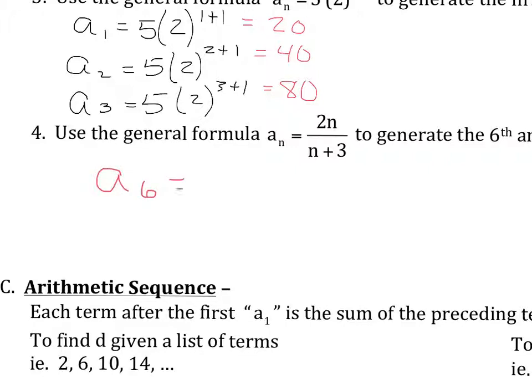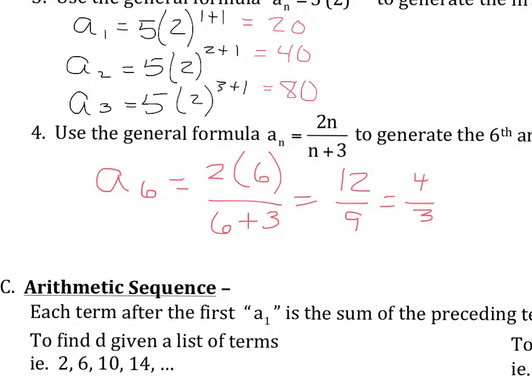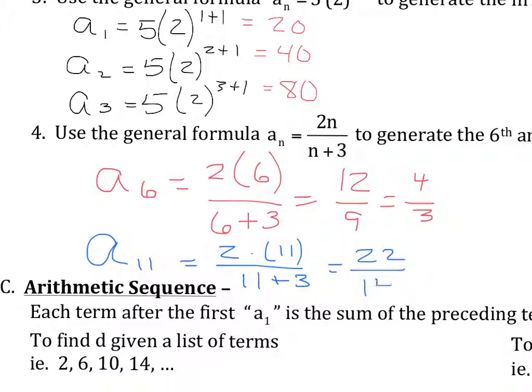So a sub 6 would be 2 times 6 over 6 plus 3, which would be 12 over 9, or 4/3. And a sub 11 would be 2 times 11 over 11 plus 3, which would be 22 over 14, which reduces to 11 sevenths.